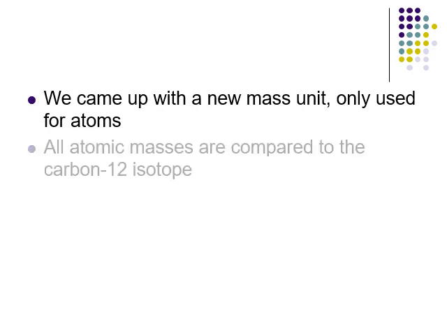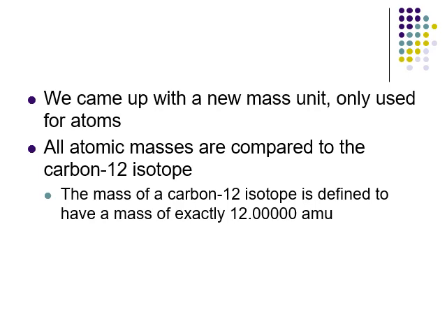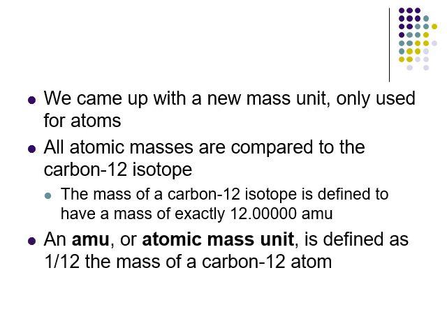So we come up with a new mass unit, and it's all based on carbon 12. Arbitrary decision. What we've done is we've said the mass of a carbon 12 is defined to have exactly the mass of 12.00000 AMU. And you might be wondering right now, well, what the heck is an AMU? It is not a flightless bird. That's an emu. No, an AMU, or atomic mass unit, is defined as 1/12 the mass of a carbon 12. Or, to put this in perspective, the atomic mass unit is the unit of mass for an atom.